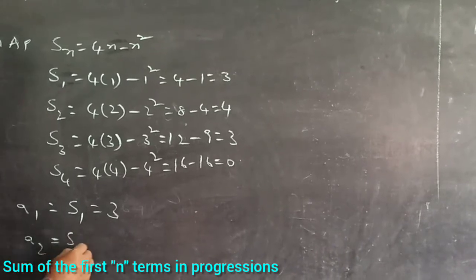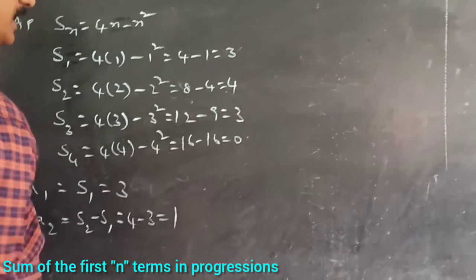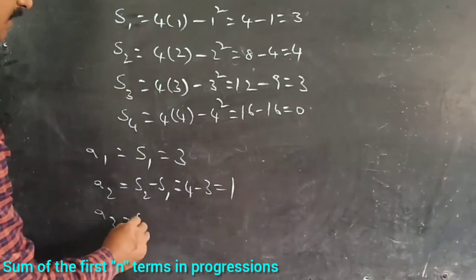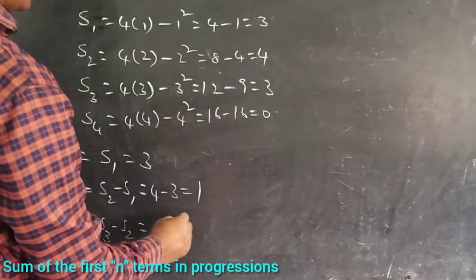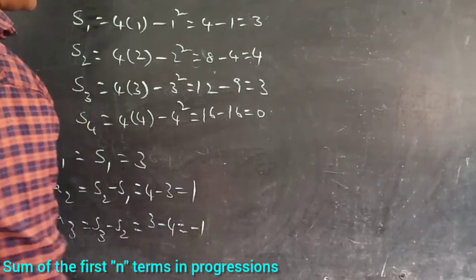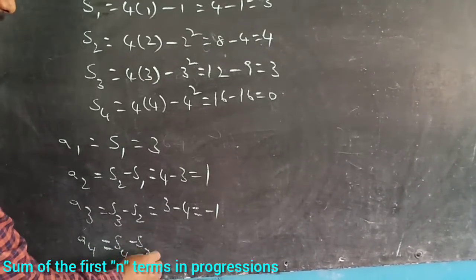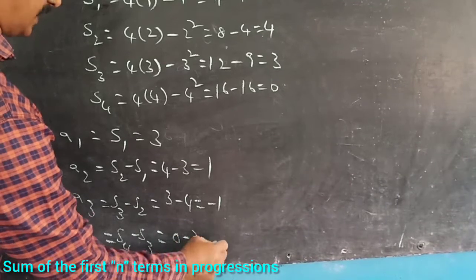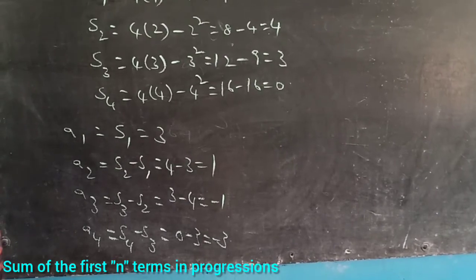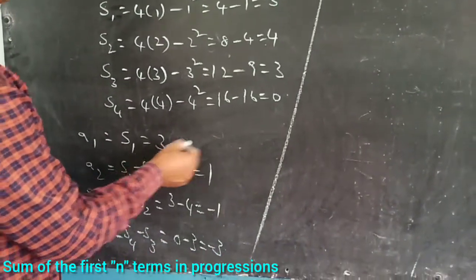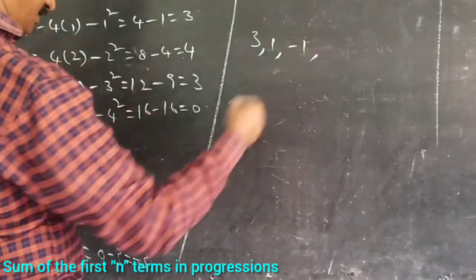A2 is equal to S2 minus S1, which is 4 minus 3, equal to 1. A3 is equal to S3 minus S2, which is 3 minus 4, equal to minus 1. A4 is equal to S4 minus S3, which is 0 minus 3, equal to minus 3. Therefore A1 is 3, A2 is 1, next A3 is minus 1, next is minus 3.